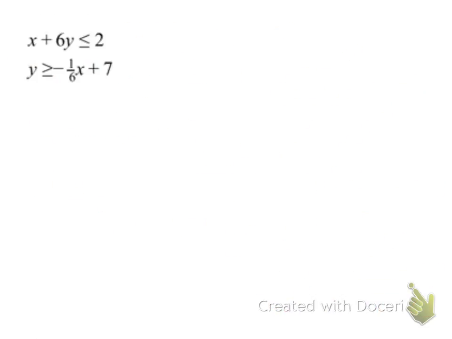This last example, as you can see, both of the inequalities are equal to, so they're both solid. That's kind of nice. So that's solid, and the bottom one will be solid as well. One's in standard form, the other one is in slope-intercept form. So let's go right to it. Let's use the cover-up method here.